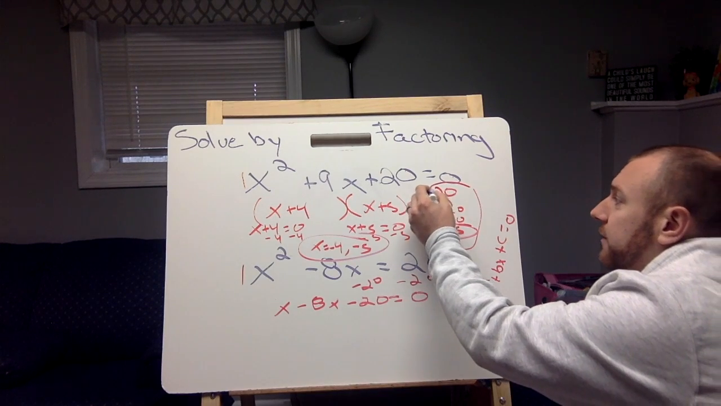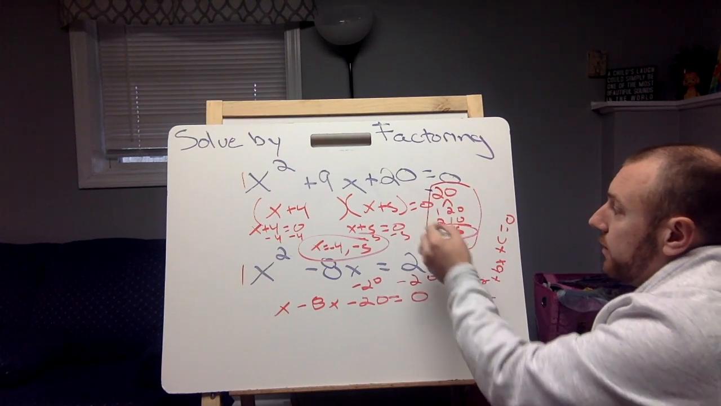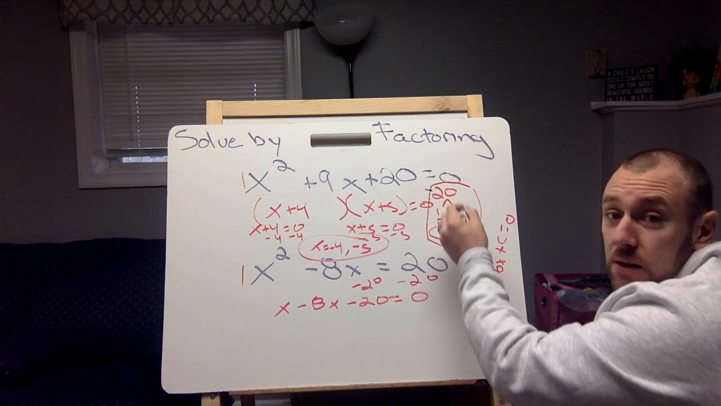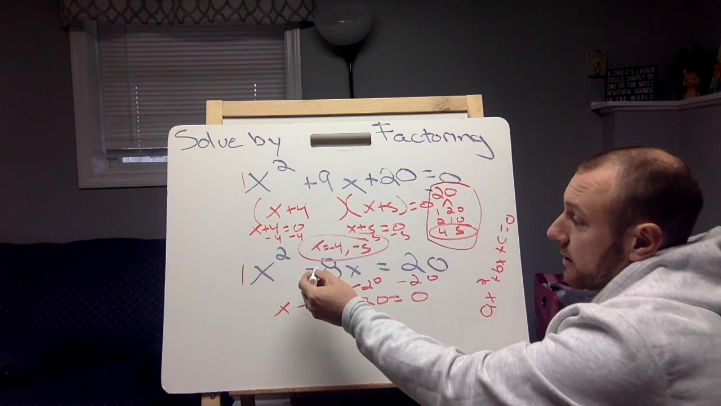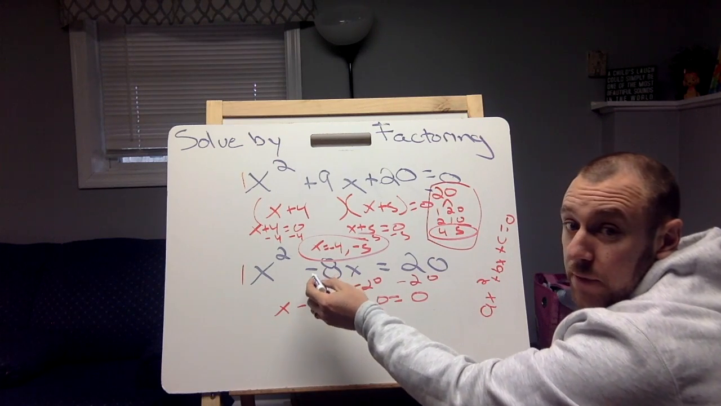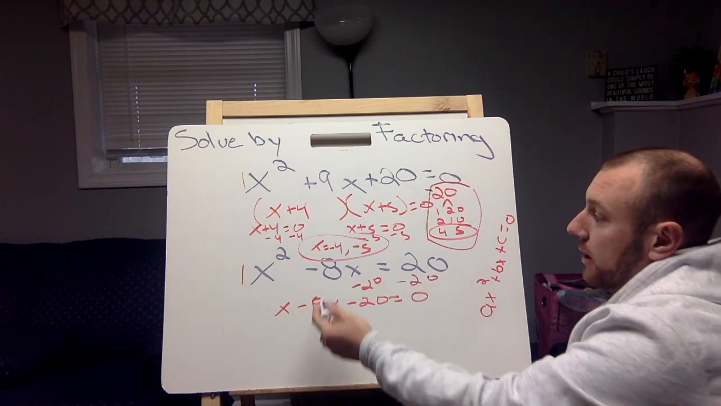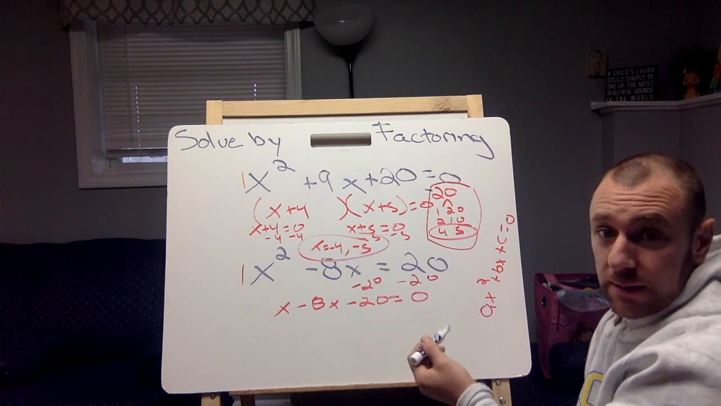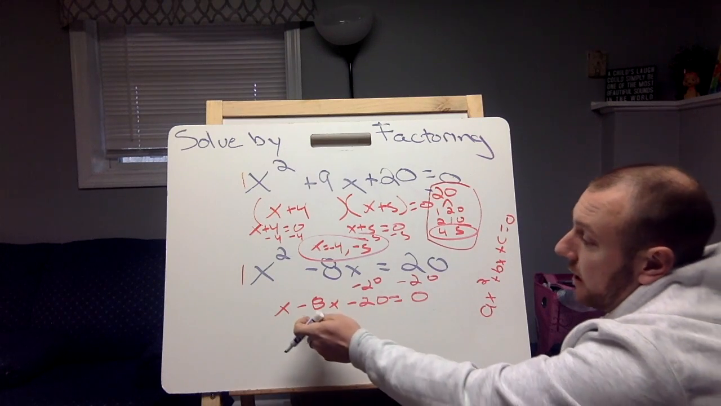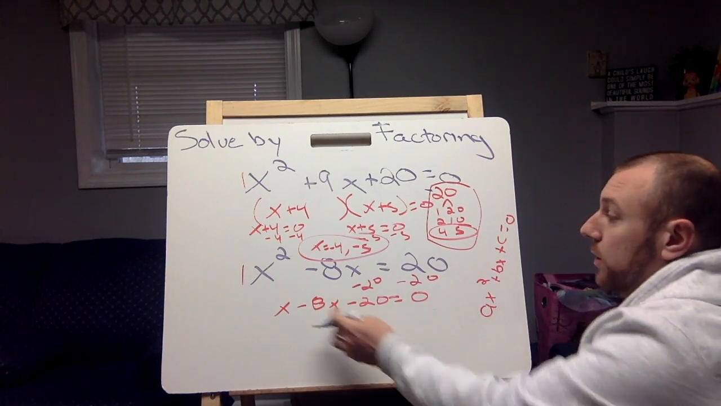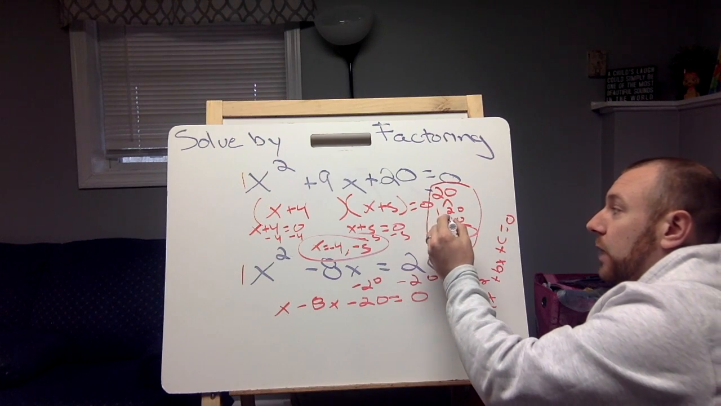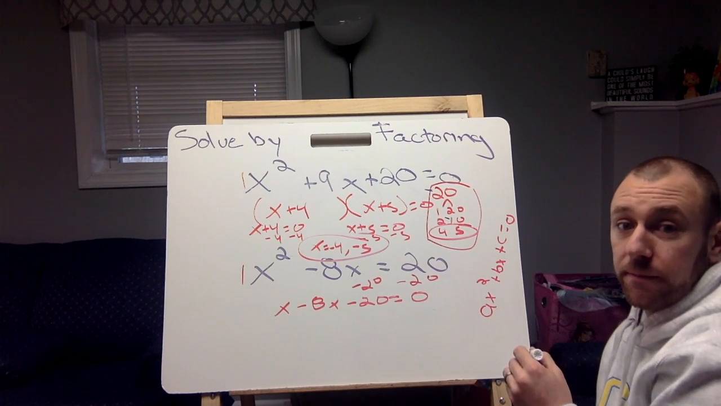When you are dealing with negative results like this, I have to look and say if this is negative, then one of these columns has to be negative. I look at the sign of my b term. If it's negative, I know the bigger number has to be negative. If it's positive, then the bigger number needs to be positive. In this case, I need a negative 8, which comes from a 2 and a negative 10.